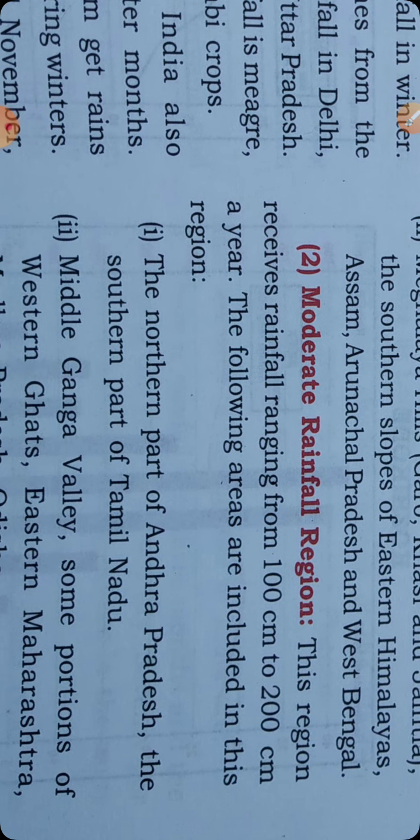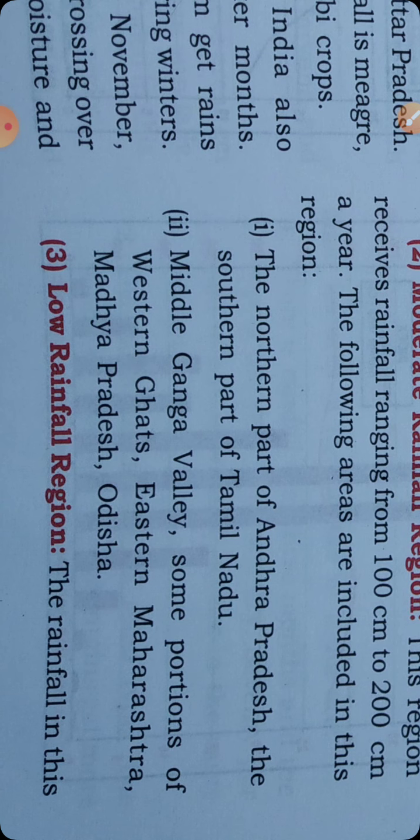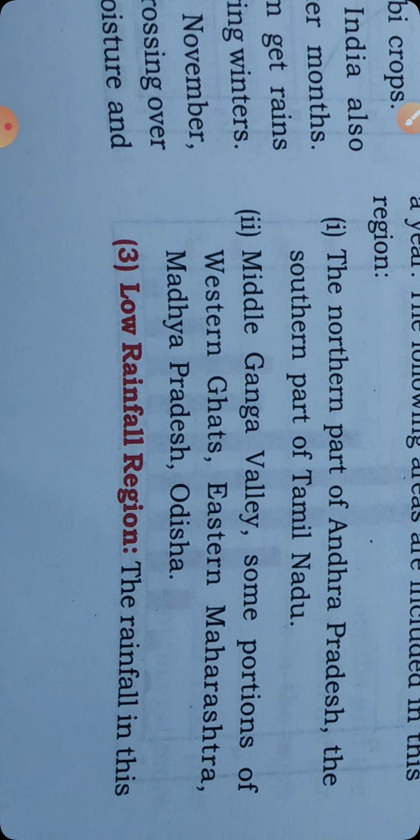Moderate rainfall region. This region receives rainfall ranging from 100 centimeter to 200 centimeter a year. The following areas are included in this region: the northern parts of Andhra Pradesh, the southern part of Tamil Nadu, the middle Ganga Valley, some portion of the Western Ghats, Eastern Ghats, Maharashtra, and Madhya Pradesh.